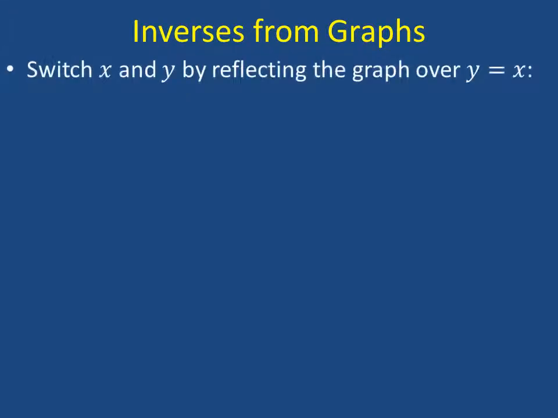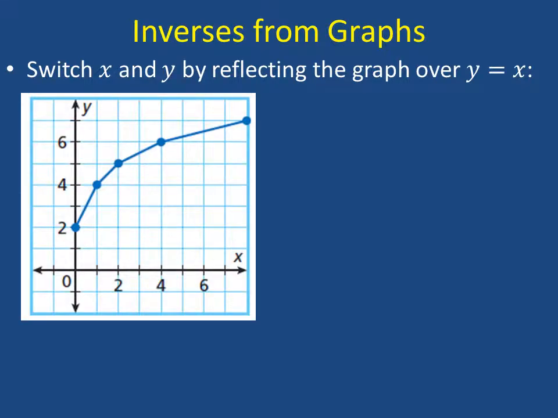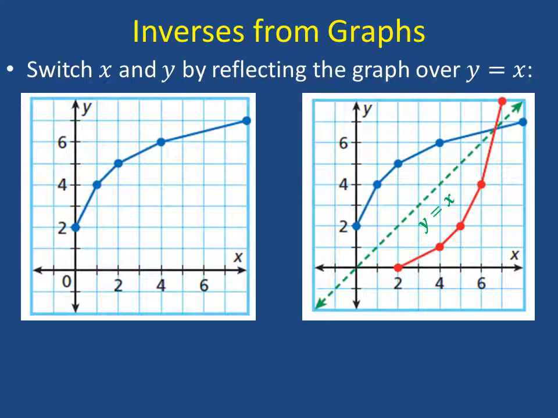From a graph, we're just going to switch x and y by reflecting the graph over the diagonal line y equals x. So if we start with this graph, we have our diagonal line y equals x. You can see that the red graph is the reflection of the blue graph. And notice that each point is reflected across that line, and the y value becomes the x value, and the x value becomes the y value.